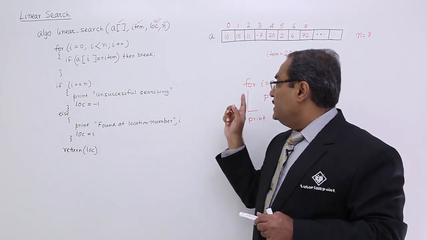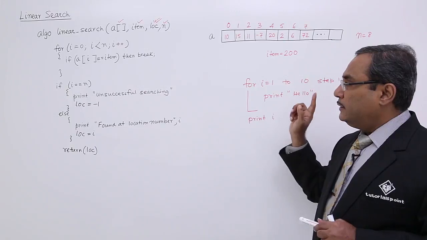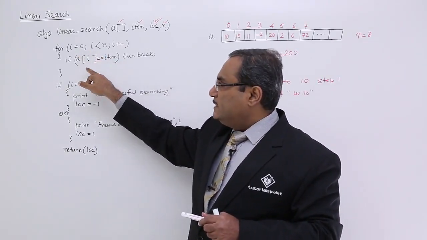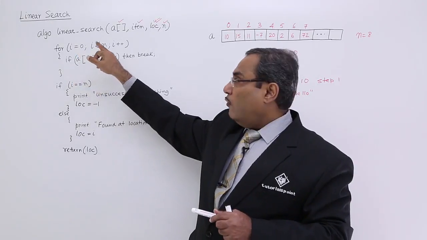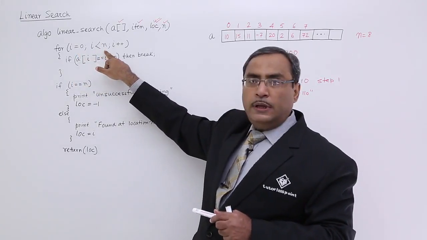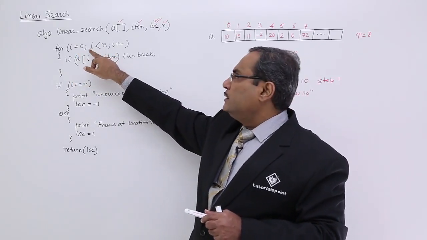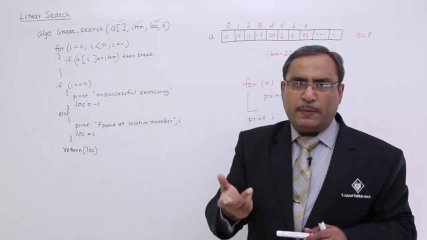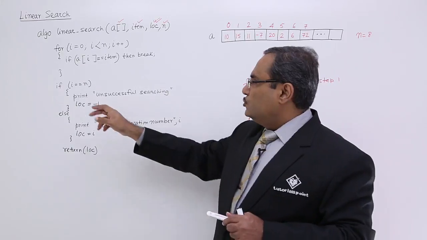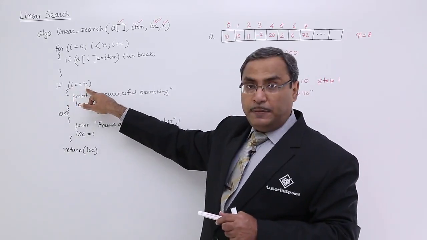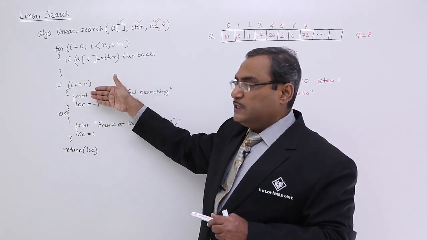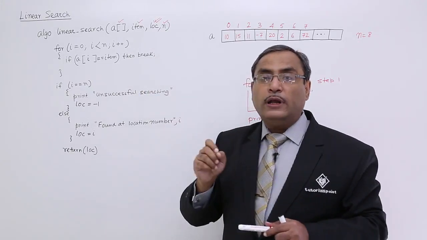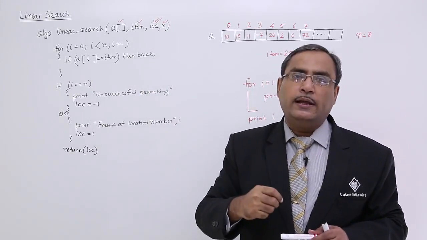Okay, so please use this concept and tell me what will be the value of I if the loop gets executed fully. Then obviously the value of I will become n. Why? Because it is actually ranging from 0 to n minus 1, so the next value of I will be n. So if I is equal to n, that means I have come out of this loop not due to the break statement, but because the loop got exhausted.